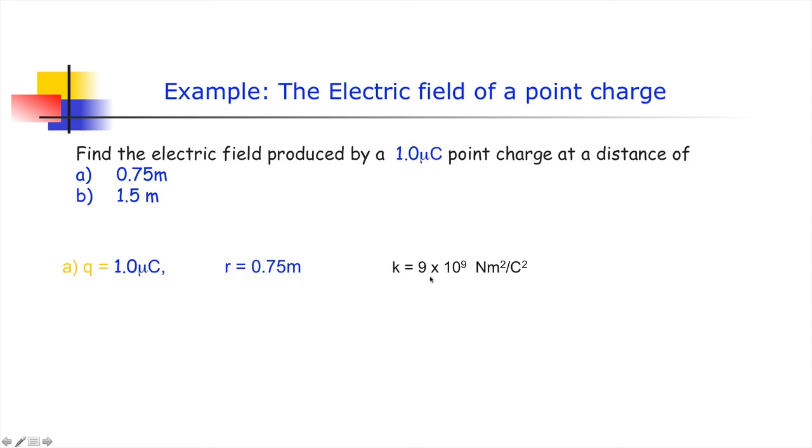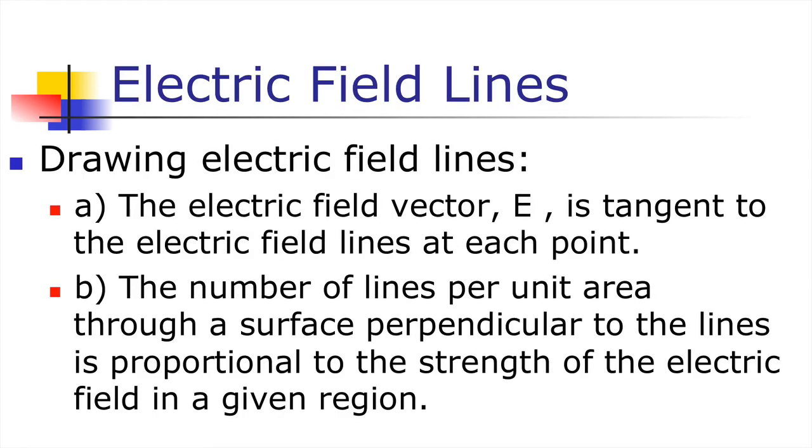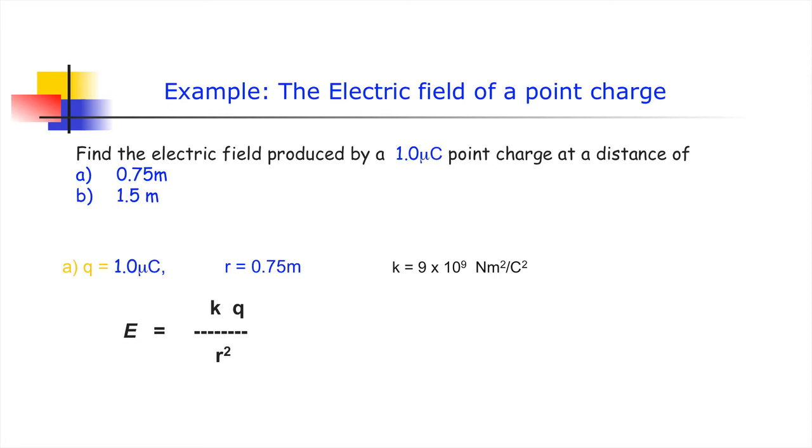R is 0.75. K is 9 times 10 to the power of 9. This is directly from your textbook, so then you can finish this. So what's going to happen? Your E is going to be 9 times 10 to the power of 9. I'm going to keep everything in SI units. Then 1 microcoulomb, which means 10 to the power of -6, divided by 0.75 squared. That's in meters. So if you simplify this, how much value are you going to get?